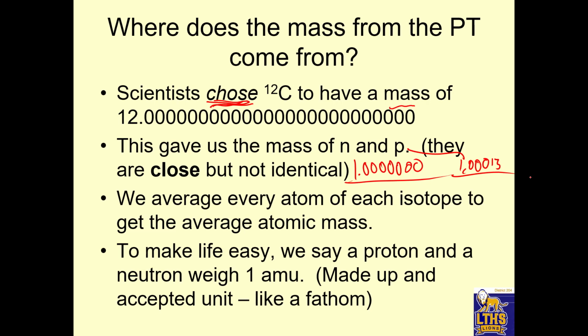So what we do is we average every atom of each isotope to get the average atomic mass. For example, with that Rottweiler, if I took 1,000 Rottweilers and took the average mass of them, that would give me that 101 pounds. They might have done 10 samples of 1,000, or 10 samples of 1,000,000,000, whatever. To make life easy, we say a proton and a neutron weigh 1 AMU.